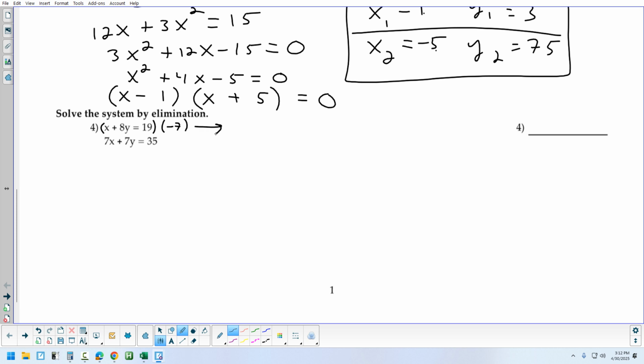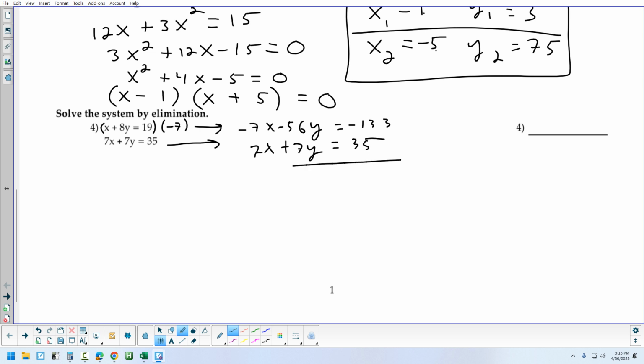And what did that give you when you did that? -7x minus 56y equals -133. Okay, and there you had negative 133. Right, check that. And then what did you do to the bottom one? I did nothing. I kept it the same. Yeah, we'll keep that the same.